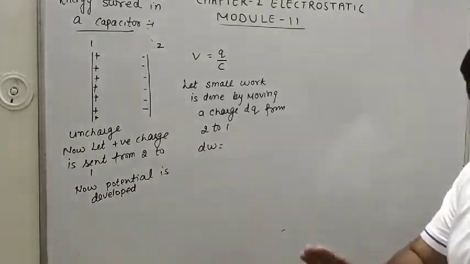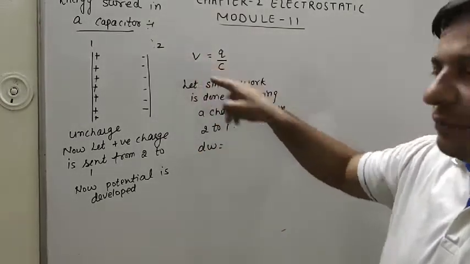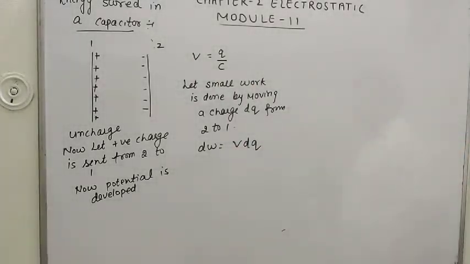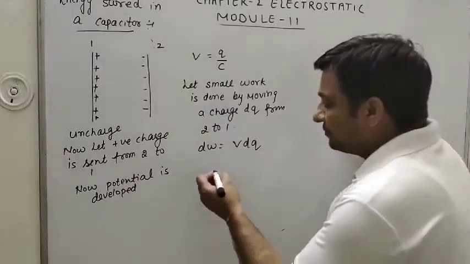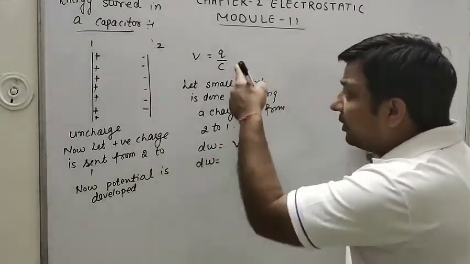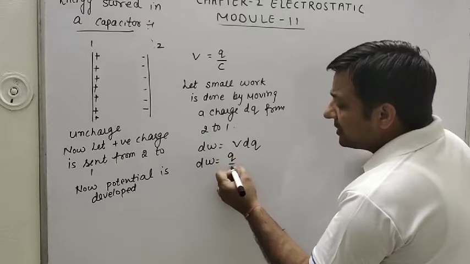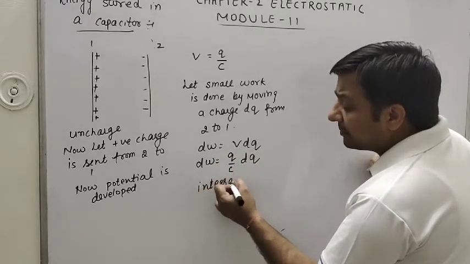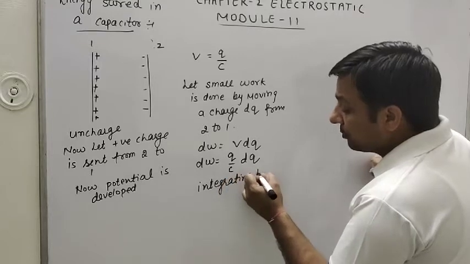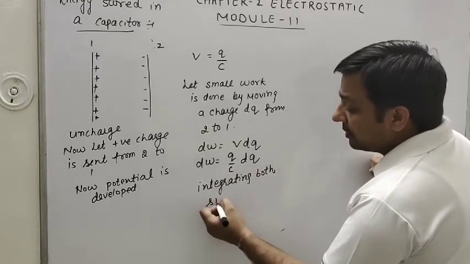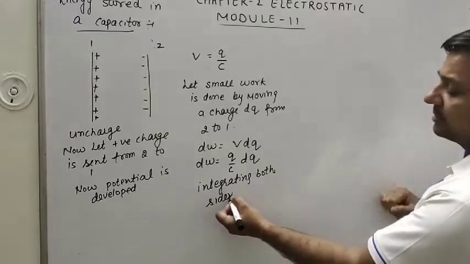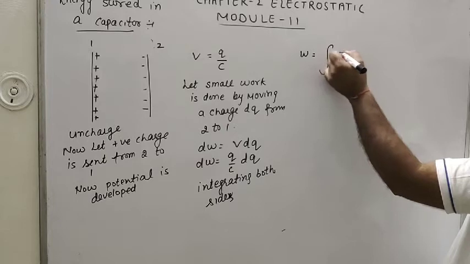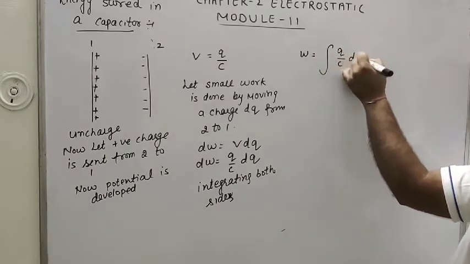At that instant, what was the potential? V. Potential into charge, right? And now dw, putting the value of V, that is Q by C into dq, integrating both sides. So dw becomes W and this is Q by C into dq.